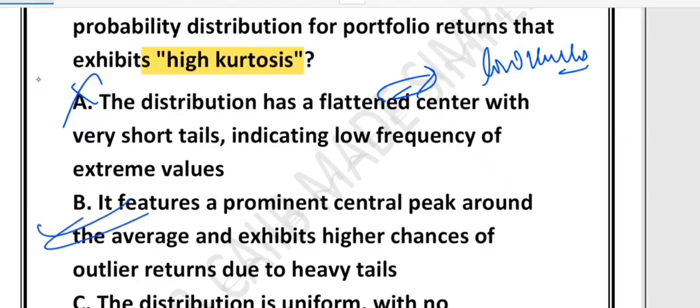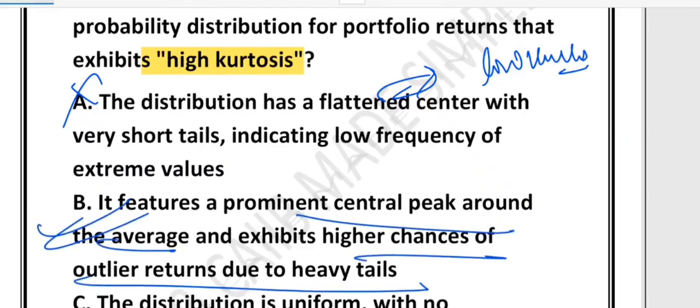Yes, it is the correct one. You can see now, a prominent central peak around the average and a higher chance of outlier returns. Yes, very good. This is the correct one.